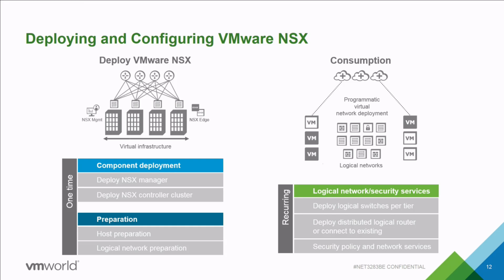So the blue stuff on the left-hand side of the screen are the things that we've done once, and some of those steps you saw on the previous slide. That's prepping, if you will, the environment for NSX to run. The right-hand side is what we would do on a continual basis based on, let's say, application requirements.